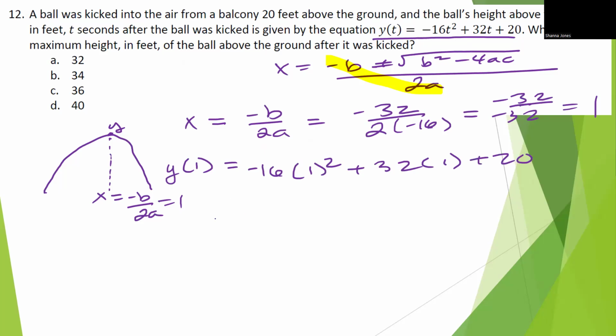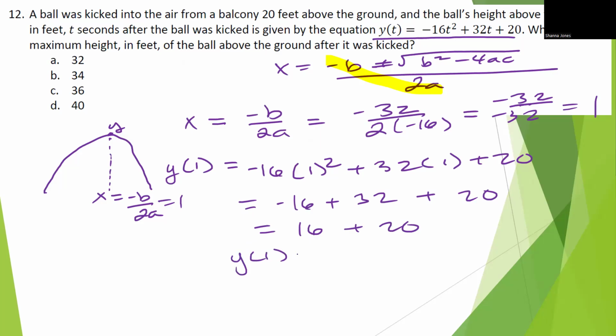Now, the problem is in Algebra 1, you guys should have learned how to do this by hand. However, you were very Desmos dependent. In Desmos, I can graph this and click on it and it tells me, guess what you're going to learn how to do? You're going to learn how to do that. But that's a-okay. So we get negative 16 plus 32 plus 20, which gives us 16 plus 20. And therefore, our y at 1 equals 36. And that is why 36 is your highest.